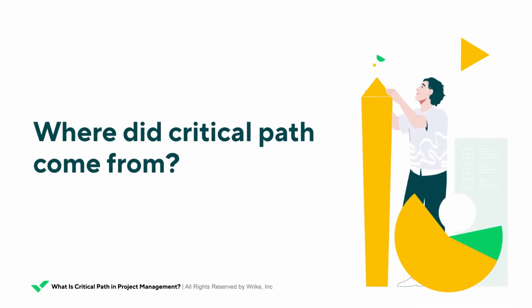According to Investopedia, the Critical Path method, or CPM, was created in the 1950s, but an earlier version is thought to have been used for the Manhattan Project, a secret defense project used to create the atomic bomb.